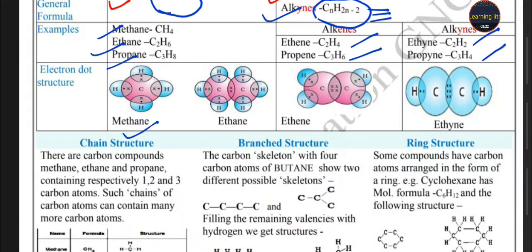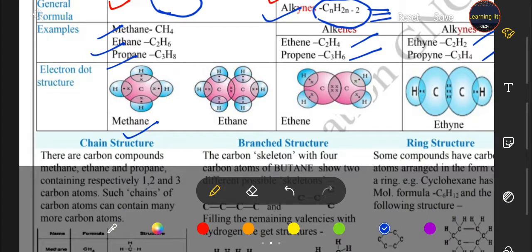So students, meth means 1 carbon, eth means 2 carbons, prop means 3 carbons, but means 4 carbons, pent means 5 carbons, hex means 6 carbons, hept means 7 carbons, oct means 8 carbons, nona means 9 carbons, deca means 10 carbons. This is a series up to however many carbons you take for your hydrocarbon. So you have to put the value of carbon in the formula in place of n, and you can form the formula very easily.